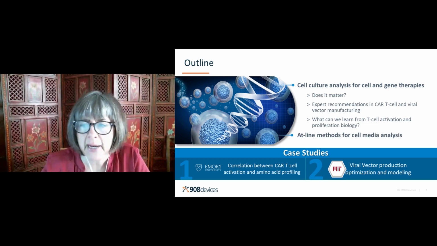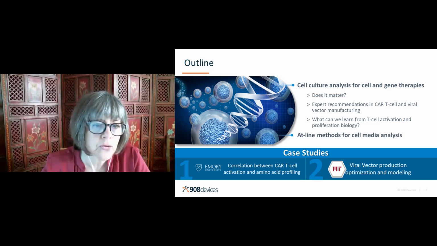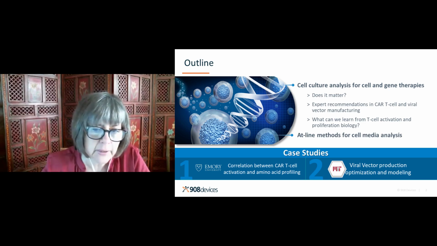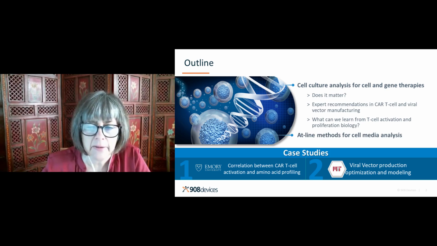We'll look a little bit at the biology of T cells. What tools do we have at hand to analyze cell culture medium, spent media? And then, very importantly, we are going to look at very recent data from two groups. First, from Emory. They're studying CAR T cell activation and correlating with amino acid profiling. And then data from MIT, who are working on viral vector production, optimization, and modeling.